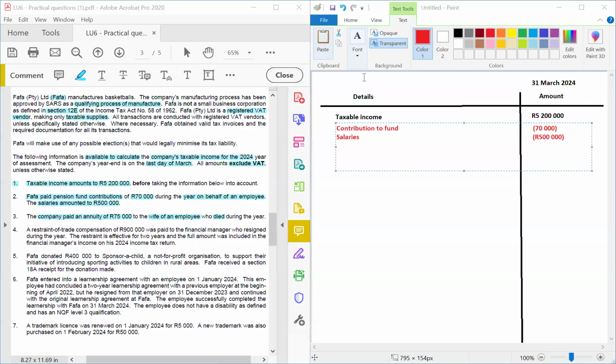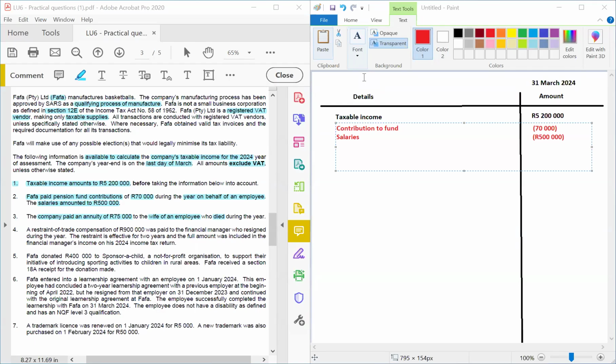There's a comment in the chat box: annuity payments to dependents of deceased employees are generally not deductible for income tax purposes. Add back 75,000. Why are you saying that? We should not add it back.